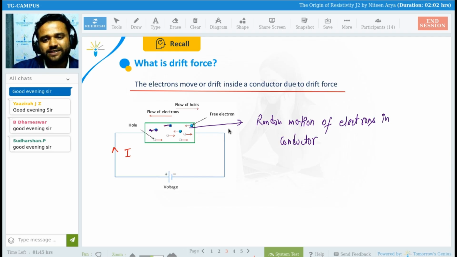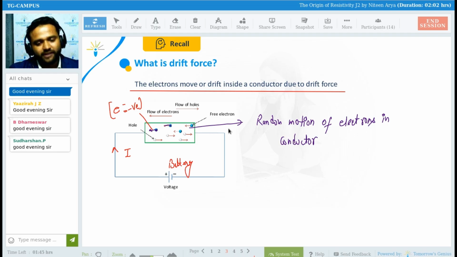So the electrons move or drift inside a conductor due to drift force. What is the meaning of this? The moment we apply this particular voltage or battery, they are drifting. They are attracted, because electron is a negative charge particle, as we all know. So they drift, or are attracted, towards the positive terminal of a battery or a cell. And this particular force with which they are attracted towards the positive terminal of a battery is known as drift force. Is this clear, everyone? Is it clear what drift force is?